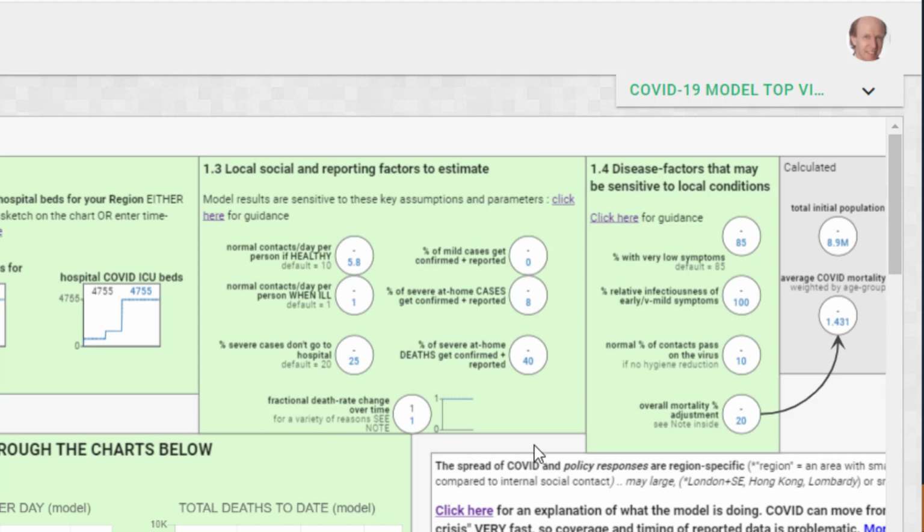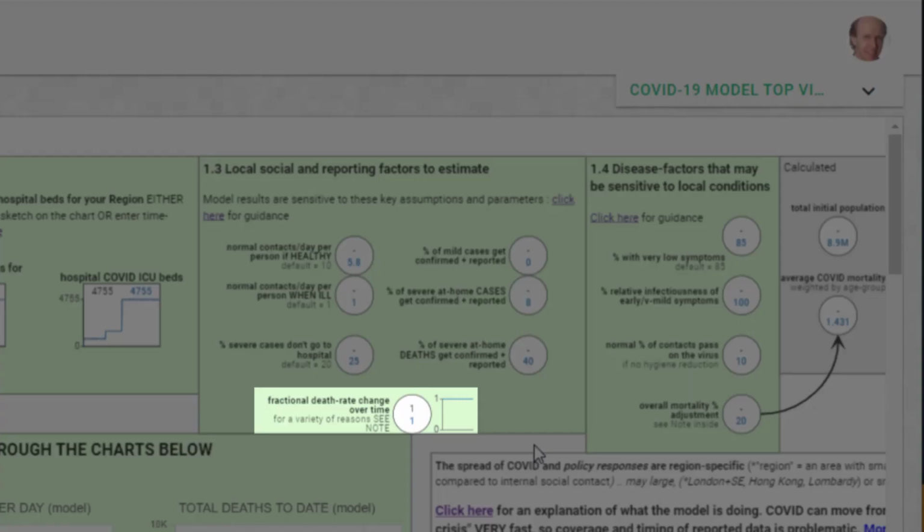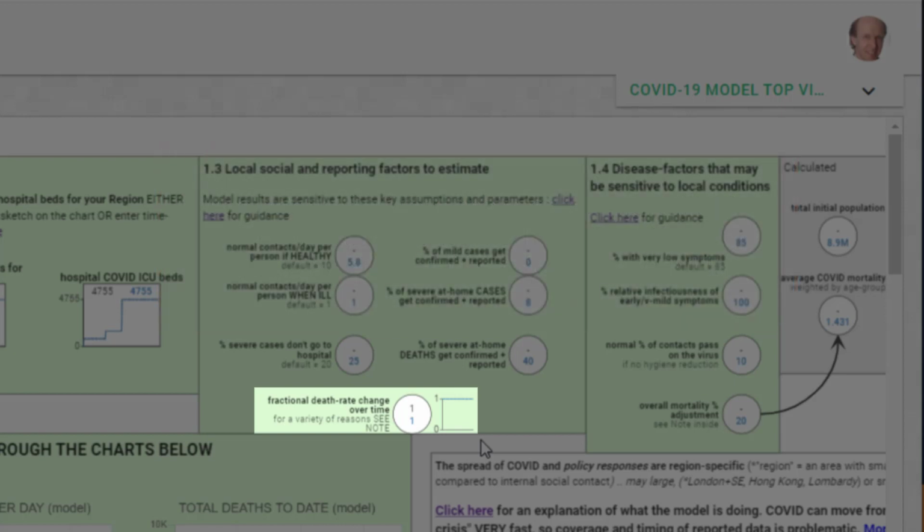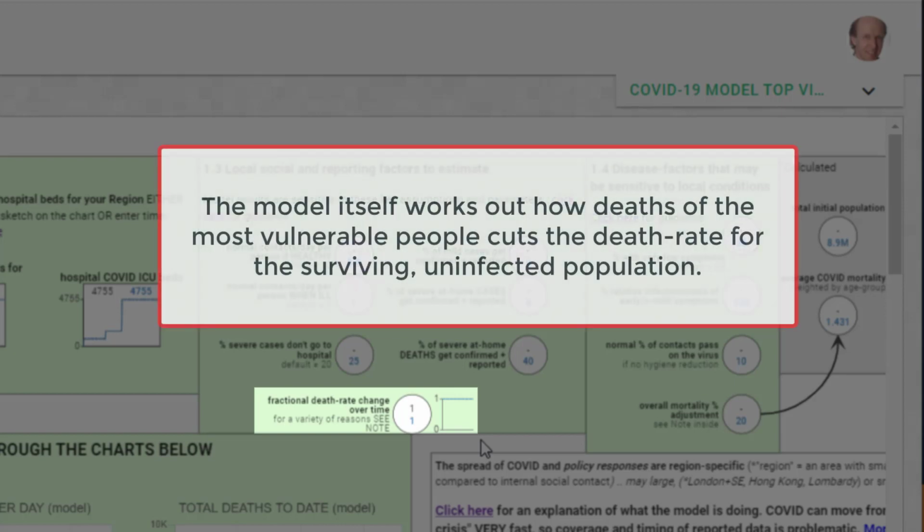The last item in this section concerns changes that take place over time to the fraction of people with severe symptoms who end up dying. Now, there are a number of reasons why that number may gradually decrease. First of all, the medical profession itself, the health service, may get much better at keeping people alive who've got severe symptoms. They learn from the cases they've treated and improve their treatment. And then there could be environmental factors as well, changes in the weather and so on.